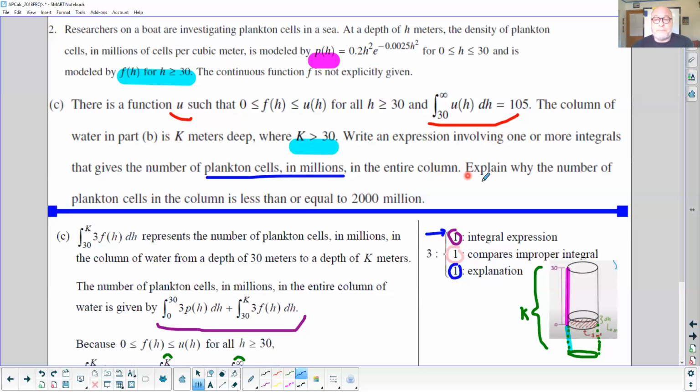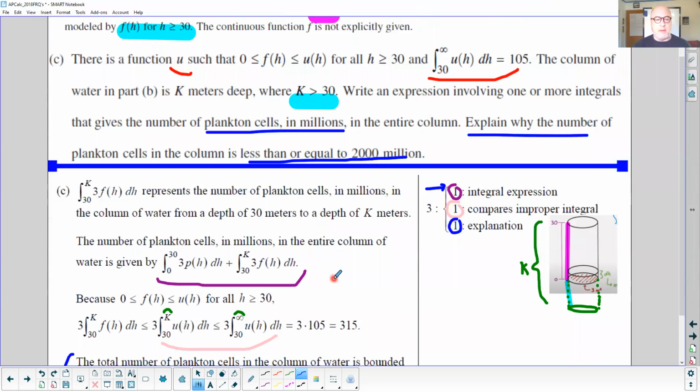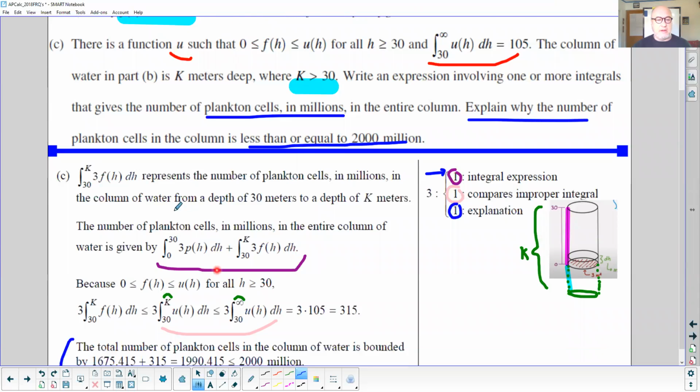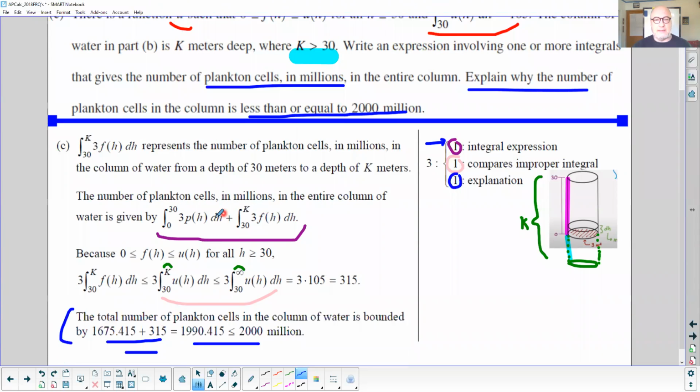But now, you need to do this other stuff. Explain why the number of plankton cells is less than or equal to 2,000 million. All right, so now let's kind of unpack this. So we need to figure out that this total is less than 2,000 million. You do know that this, obviously, we have to use it. Once you get past 30, there's this u, and the u is bigger than the f, or the f is under the u. So you're first of all going to know this answer right here.